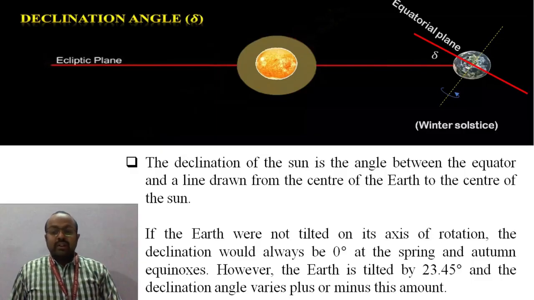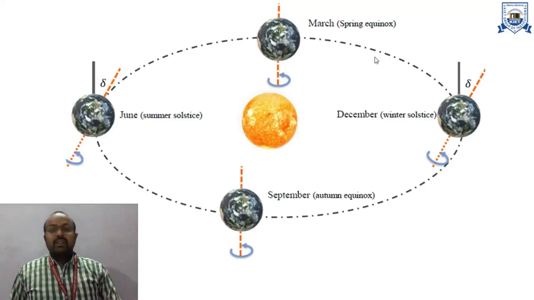At the spring and autumn equinoxes, the Earth is tilted by 23.45 degrees, and the declination angle varies plus or minus this amount depending on the position. So this is March, which we consider the spring equinox, this is December, the winter solstice, then the summer solstice, and that is the autumn equinox.